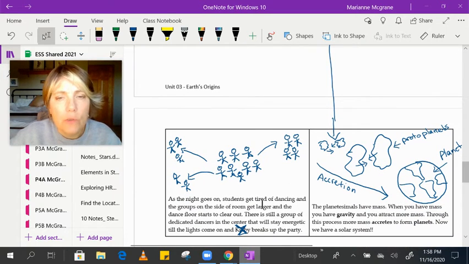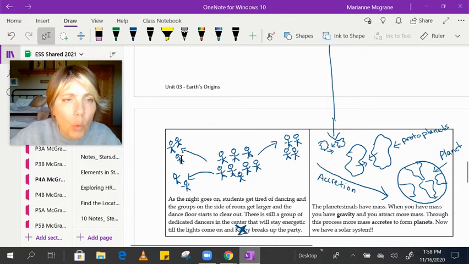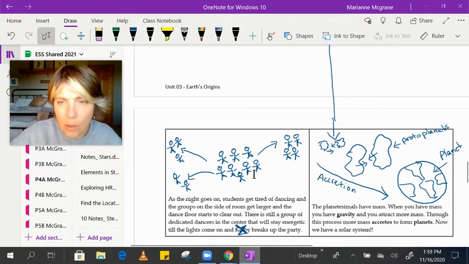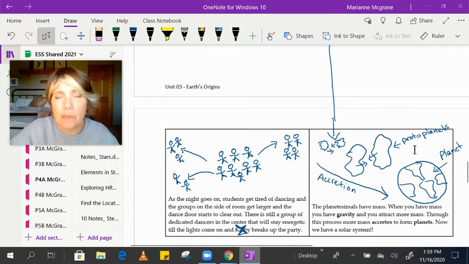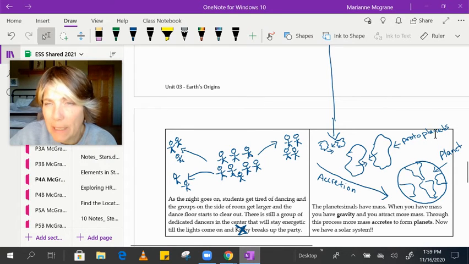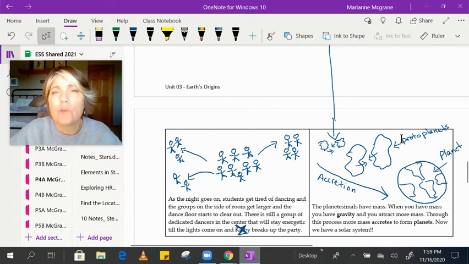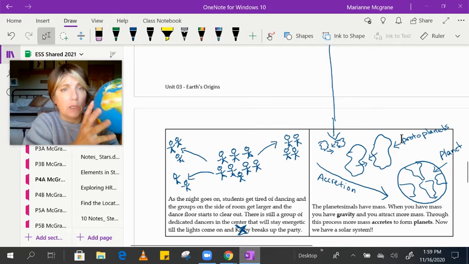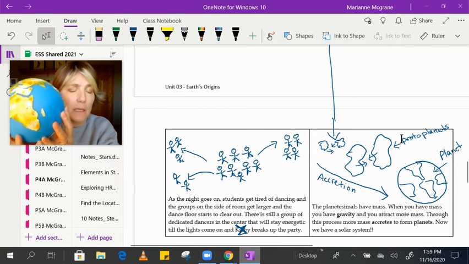As the night goes on, students get tired of dancing. The dance starts to clear out. More students clump on the edge. So the planets are getting larger and larger around the center star. If we look at our nebula theory, those planetesimals that were here begin to accumulate more and more and eventually become protoplanets. They're very large, but they're not spherical shaped yet. They had not been turned into a sphere like a planet yet.